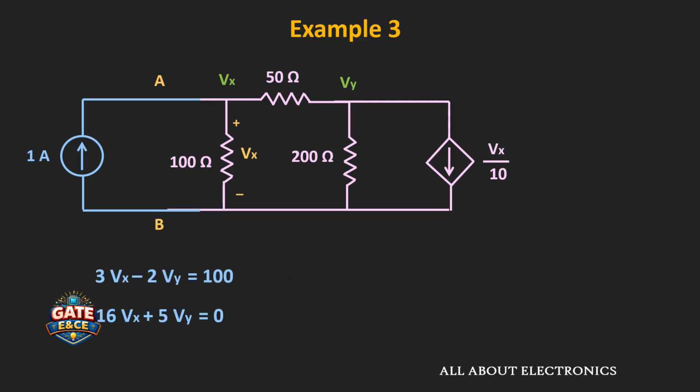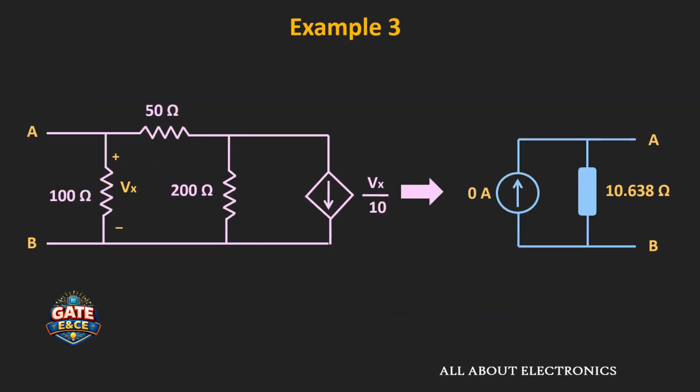If we solve these two expressions, then we can find the value of Vx. The value of Vx will come around as 10.638 volt. So this will be the voltage across this 1 ampere current source. If we divide this voltage by the 1 ampere current, then we can find the equivalent resistance which is seen through these two terminals. That means the Norton's equivalent resistance will be equal to Vx divided by 1 ampere, that is equal to 10.638 ohm. So this will be the equivalent resistance seen through these two terminals A and B. And this is the Norton's equivalent of the given circuit.